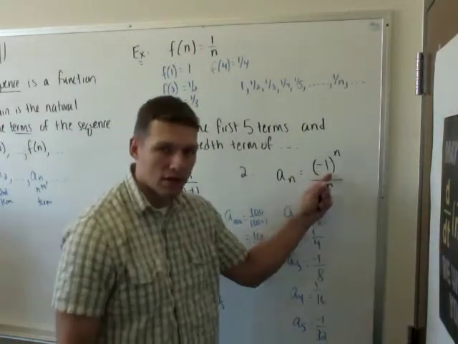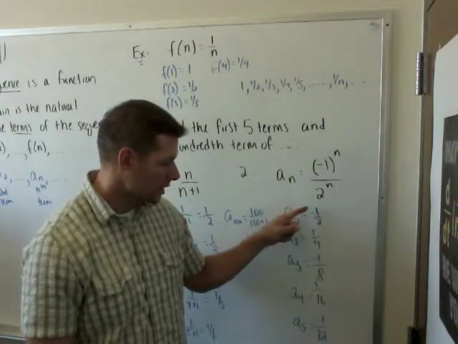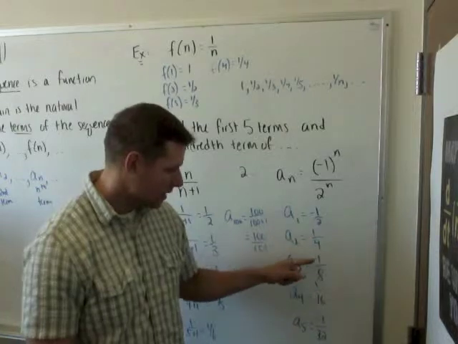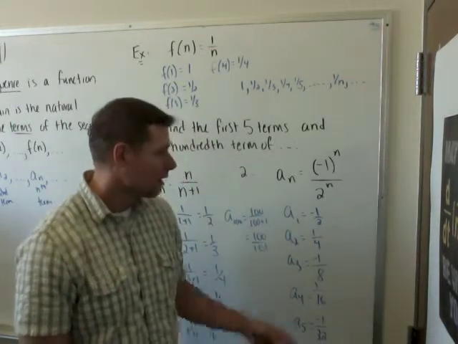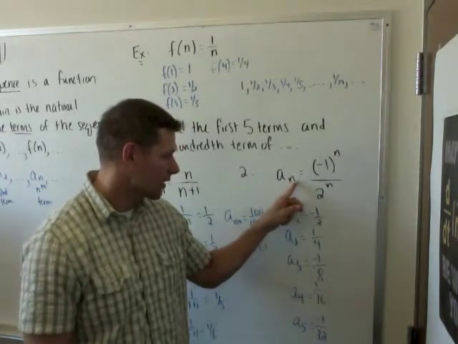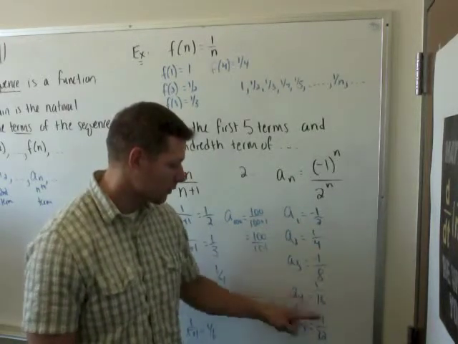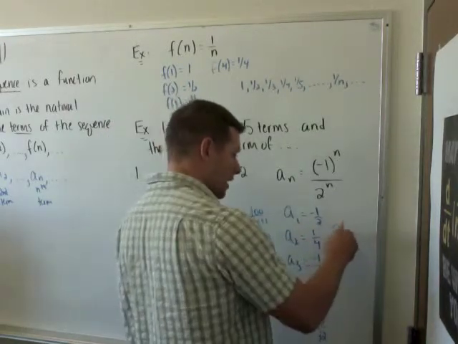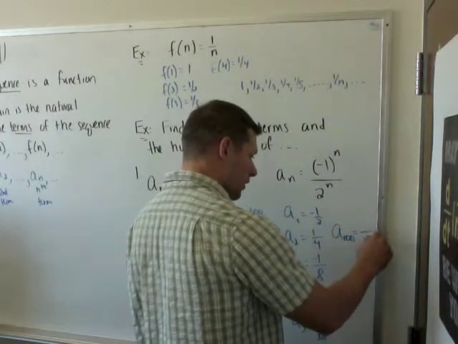What this -1 to the n power does is it makes what we call alternating signs. It goes from negative to positive to negative to positive, and so forth. And the 2 to the n just takes each of those inputs for n in the domain and raises 2 to that power. So 2 to the first, 2 to the second, 2 to the third, 2 to the fourth, 2 to the fifth. So if I want a100, we know it's going to be 2 to the 100 on the bottom. I don't know what that number is. It's a big number.